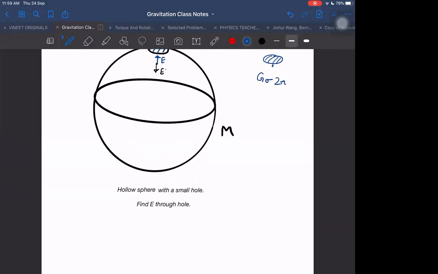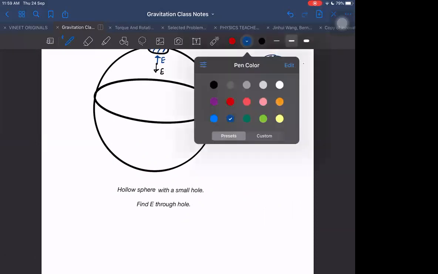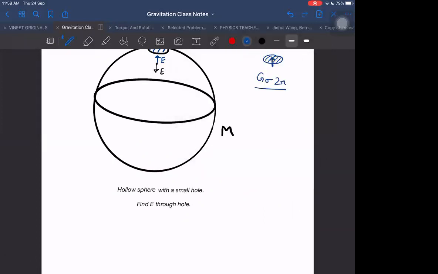Then that should also be due to the remaining portion, because net is 0. Whatever is the local field due to the disk, that same field should be due to the remaining portion. So what is the field due to the remaining portion? That is the same thing as this, but the direction is just opposite.